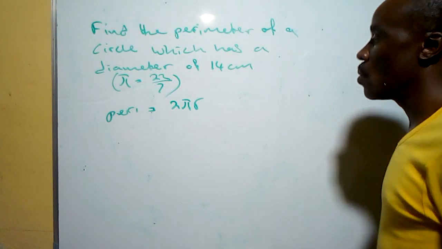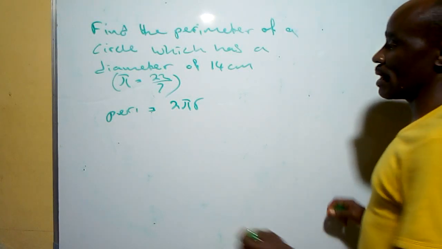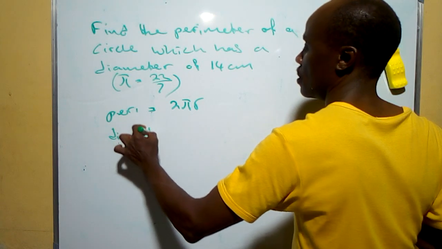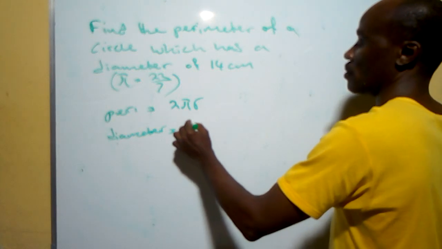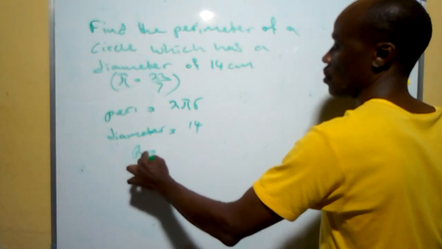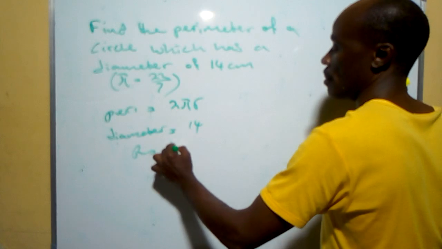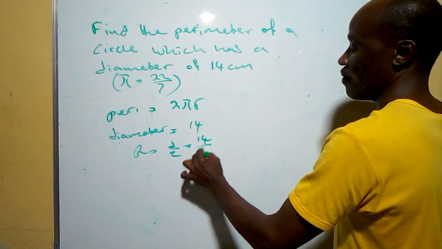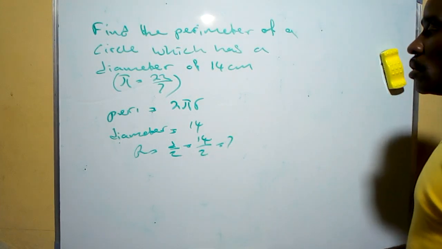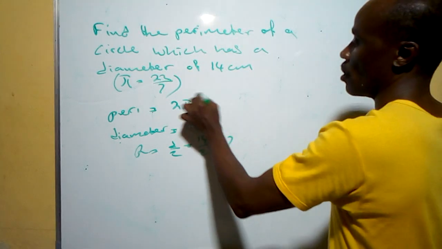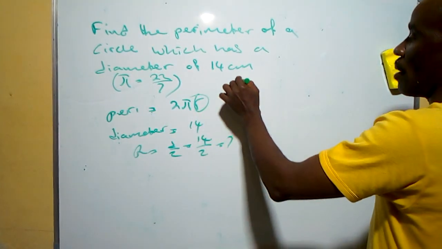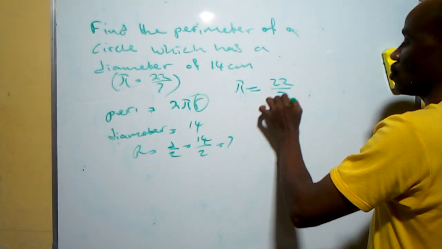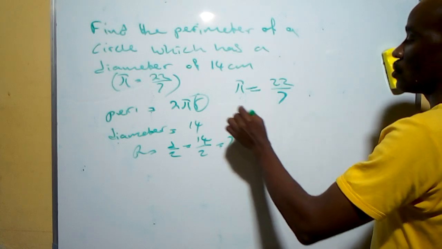Now, say that the radius, the diameter is 14, and we know that radius is always diameter divided by 2. Then the radius equals 14 divided by 2, that will give us 7. So now if we are to substitute, our pi is equal to 22 over 7.